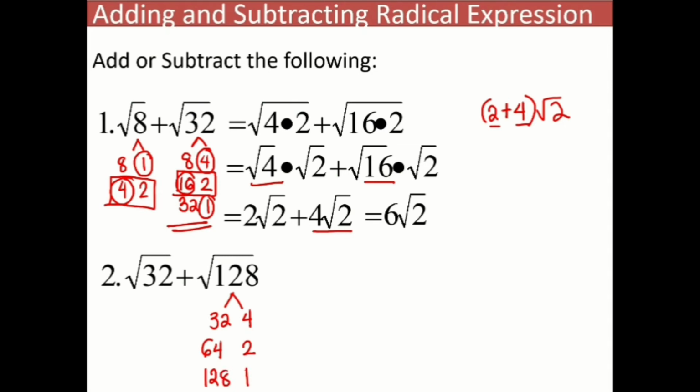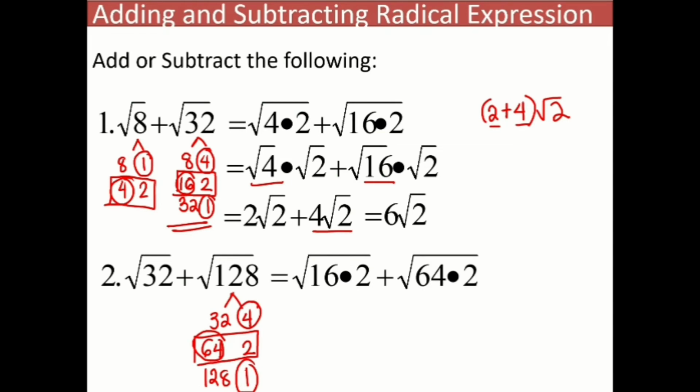So we circled those with perfect square. So we know that 4 is a perfect square, 16 is a perfect square, and 1 is also a perfect square. Since 64 is the highest perfect square here, then we're going to use this as a factor. So we now have square root of 16 times 2 plus square root of 64 times 2. Then applying the product law for radicals, that's square root of 16 times square root of 2 plus square root of 64 times square root of 2.